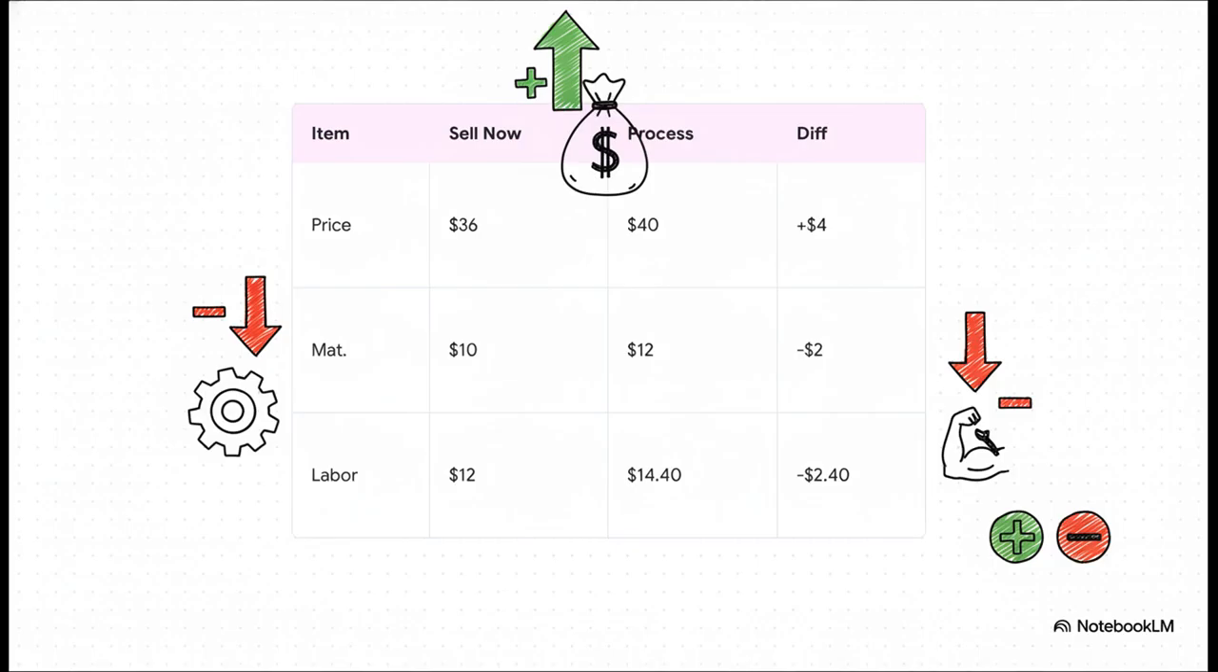Well, hold on. This refinement increases direct materials and direct labor costs by 20%. Notice how the $10 material cost jumps to $12? That's a $2 increase, a negative for our profit. The $12 labor cost jumps to $14.40, a $2.40 increase. It's super important to keep our signs straight here: plus for revenue, minus for costs.